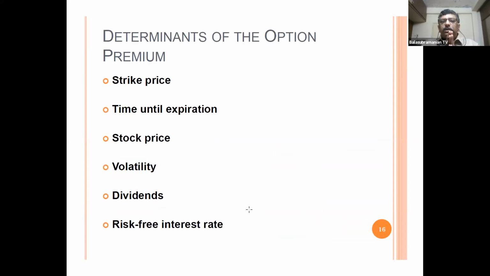The second one is the time until expiration. Now, this is one of the areas where you need to exercise judgment. There are a few factors which you need to consider. In fact, one of the things we were talking about is that the model computes based on an assumption that it is exercised on the exercise date. So the time till expiration is critical for determining.